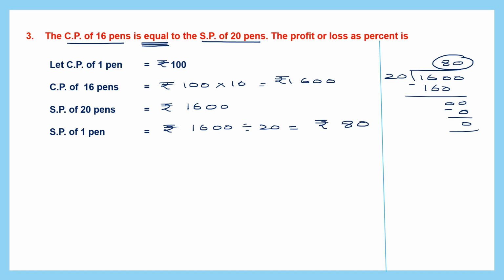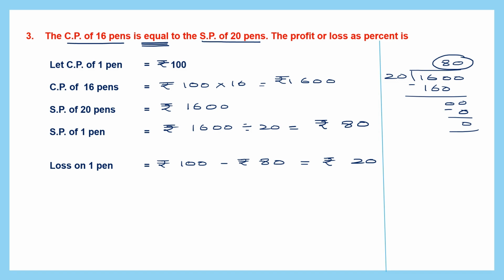So now let's look at the cost price. The cost price is 100 and the selling price is 80. So this time the cost price is more than the selling price. That means there was a loss when this person sold the pen. So loss, how do we find the loss? We have to subtract these two, the cost price and the selling price. So that is 100 rupees minus 80 rupees. So 100 minus 80 is 20 rupees. So the loss on selling 1 pen was 20 rupees.